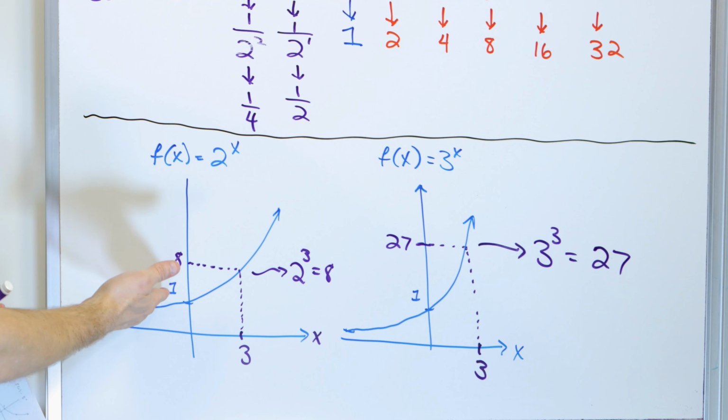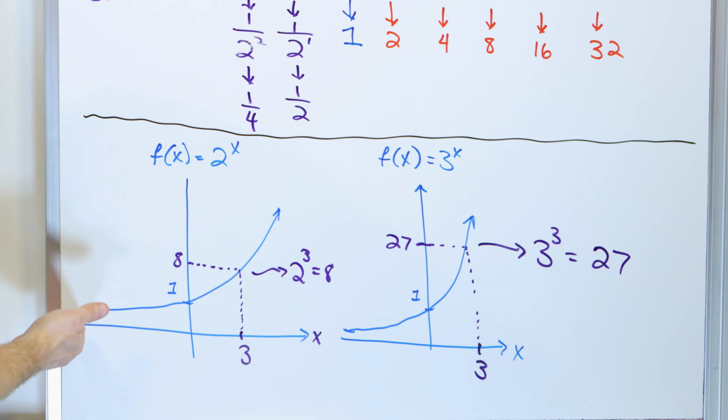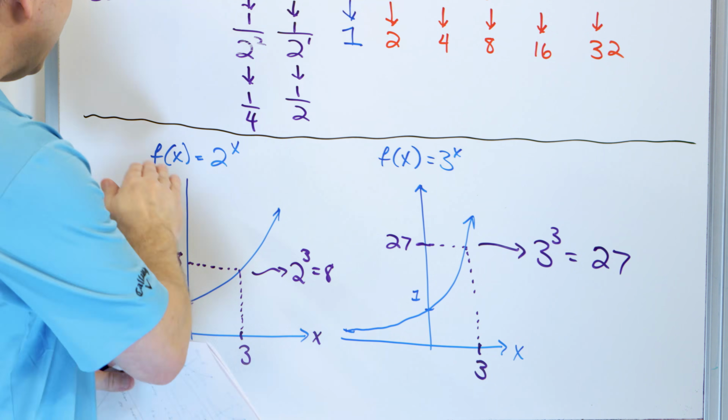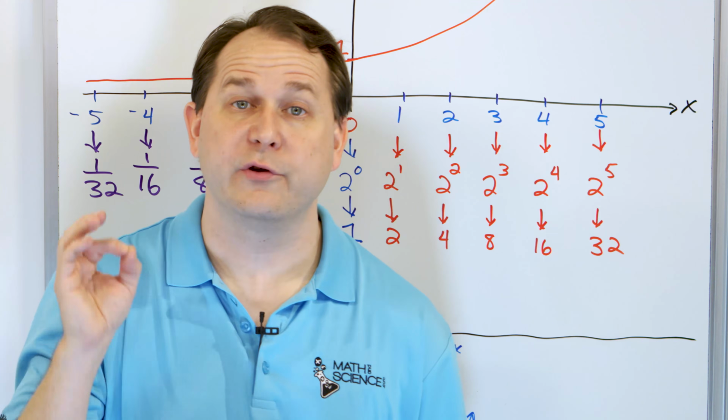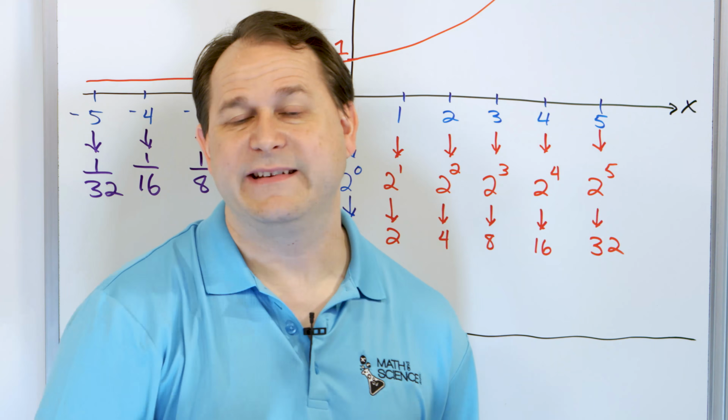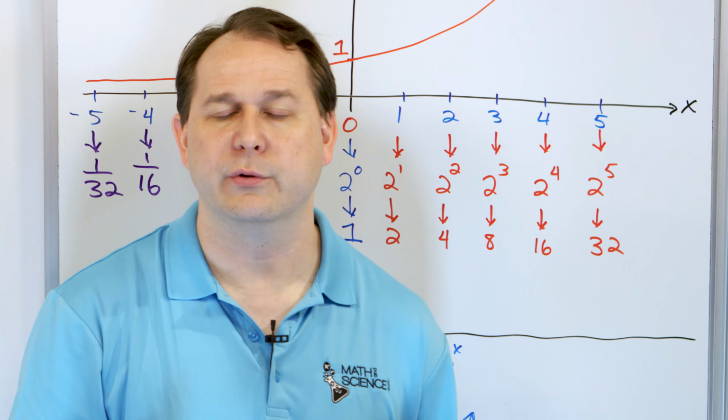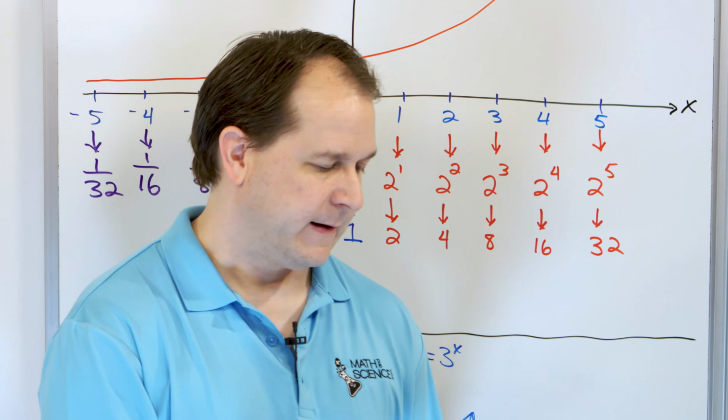And we can make a similar argument on the other side. It's going to get closer to the x-axis on the other side as well. Okay, so as the base gets bigger and bigger, larger than 1, the exponential function gets steeper and steeper, but it always goes through the y-intercept of 1.